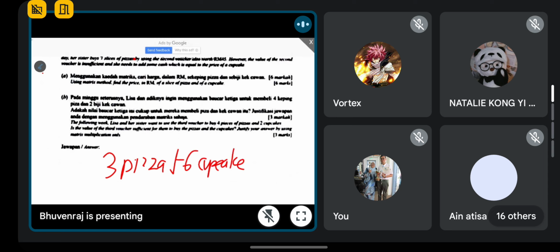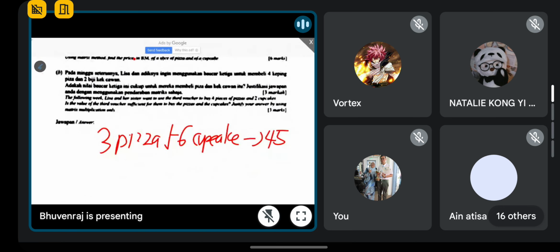Dia guna voucher pertama dia. Jumlah RM45. Okay, so yang ni senang lah. Kamu buat anggapan X tu mewakili harga satu pizza dan Y tu mewakili harga satu kek cawan. X is for one pizza, Y is the price for one cupcake. So this is your first equation. Okay guys, any question for this? Ada apa-apa pertanyaan untuk yang pertama?